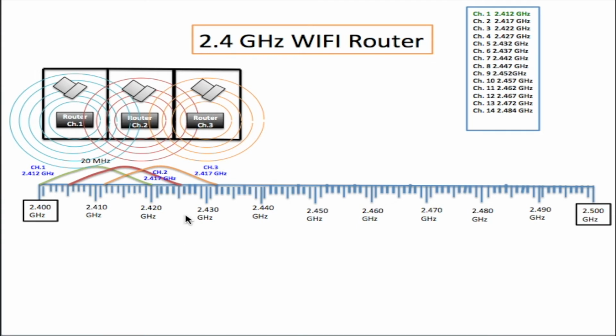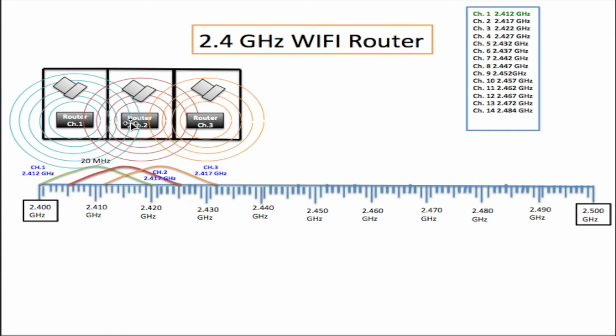Now when a third router comes online, what you will notice here is that it's channel 3, and channel 3 overlaps channel 2 and channel 1. So what is going to happen here is that channel 2 would generate noise just like channel 1, and 2 is generating noise.